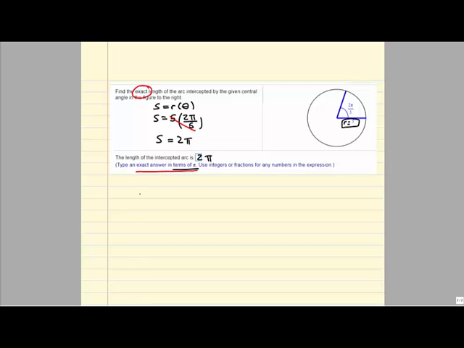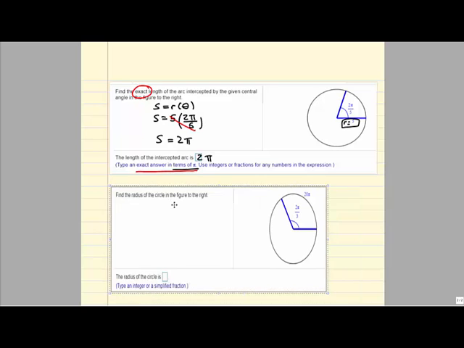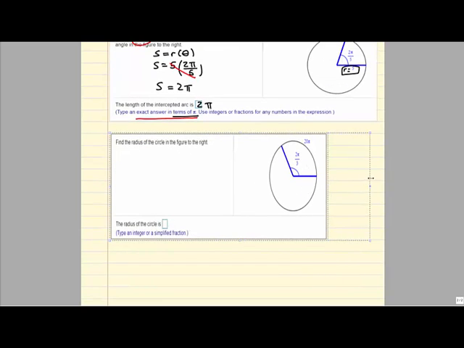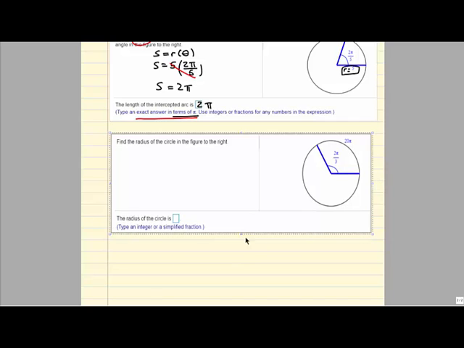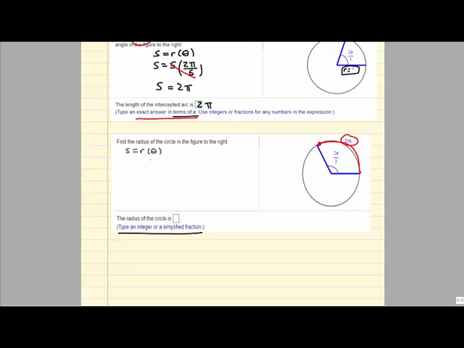Now this next one that we're going to look at, I'm still using the same formula, but instead of trying to find arc length, I'm given the arc length and I'm asked to find one of the other variables in the problem. Now our directions here say type an integer or a simplified fraction, so I need to remember my directions. The problem says find the radius of the circle in the figure at the right. Well, they give us the arc length, so the distance from here around to here is 20 pi. So start with our formula, S equal r theta. S is my arc length, so that's 20 pi equals r. R I don't know, but theta I do. It's 2 pi over 3.